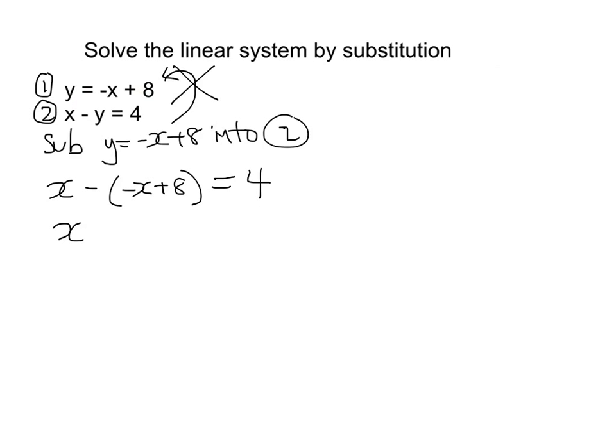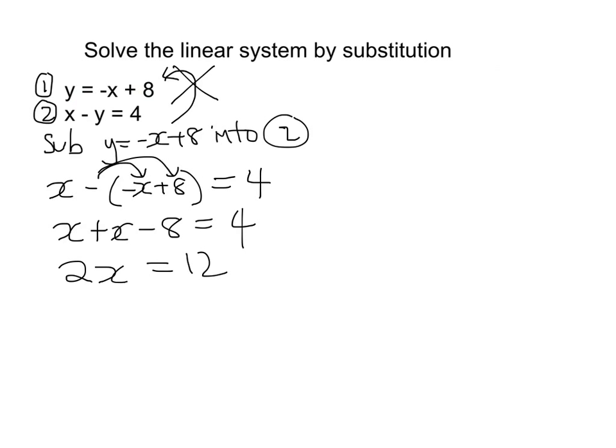So we get x plus x, right, minus 8 is equal to 4. Solve: 2x equals 12, x is equal to 6. Now, are we finished? Well, we know that when we do the graphing, we always have an x and a y coordinate. So, I know I still have to find out what my y coordinate is.